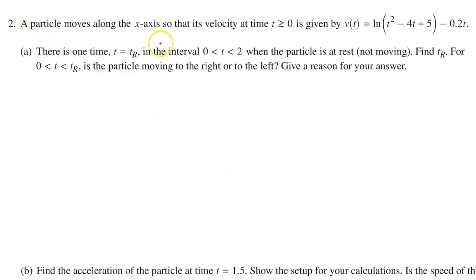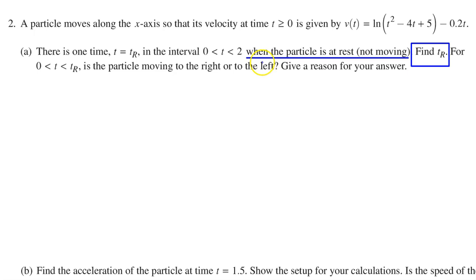A particle moves along the x-axis so that its velocity at time t greater than or equal to 0 is given by v of t equals the natural log of (t squared minus 4t plus 5) minus 0.2t. Part A. There is one time t equals t sub r in the interval between 0 and 2 when the particle is at rest, not moving. Find t_r. On the interval between 0 and t_r, is the particle moving to the right or to the left? Give a reason for your answer.